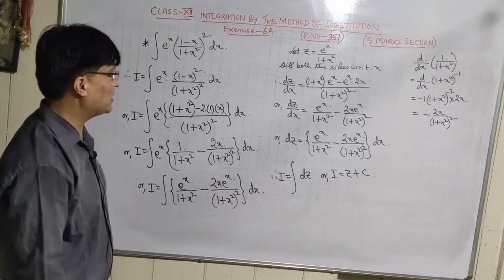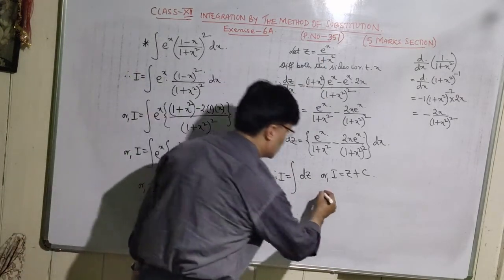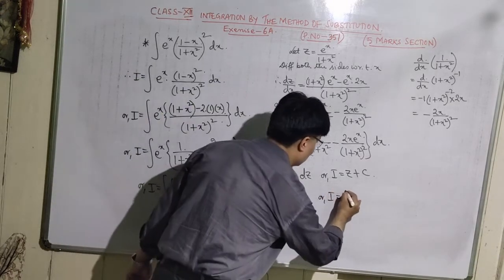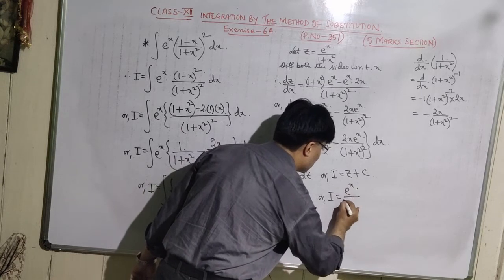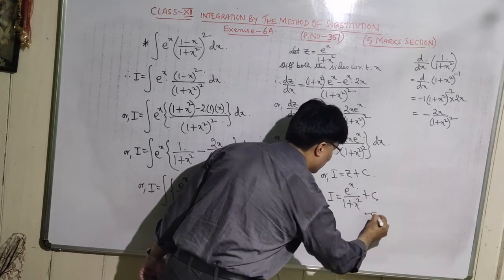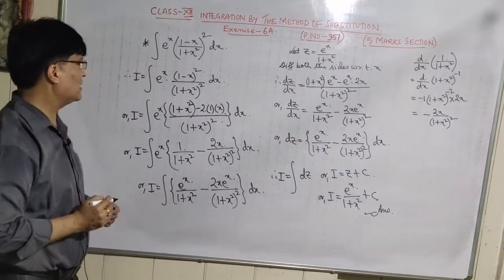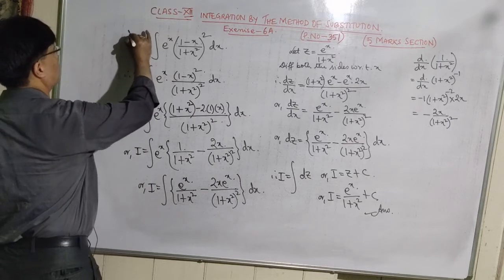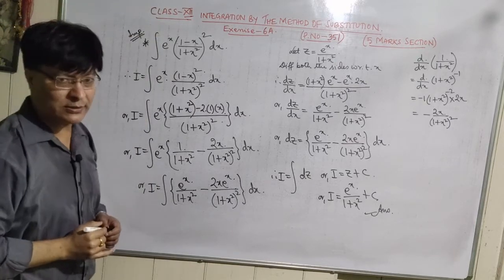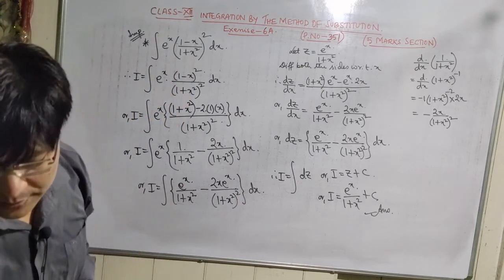Now put the value for z. What was z actually? It is e to the power x upon 1 plus x square. So I is equal to, what is the value for z here? It is e to the power x divided by 1 plus x square plus c. So this is the final answer. This question is very, very important, so you can mark it. Okay, now you can copy it. Now we'll do the next question.